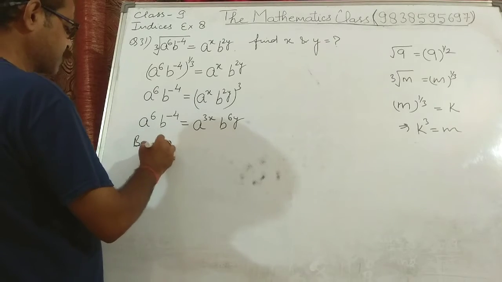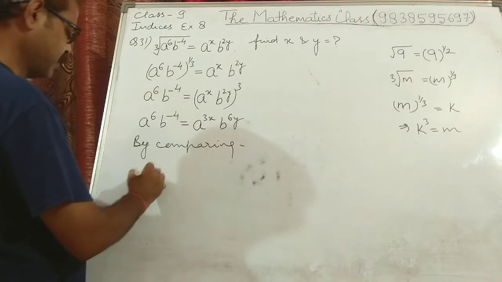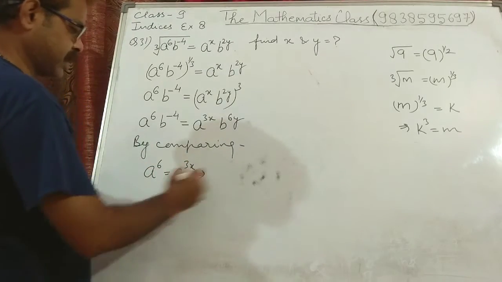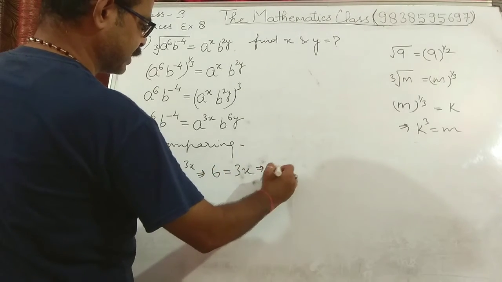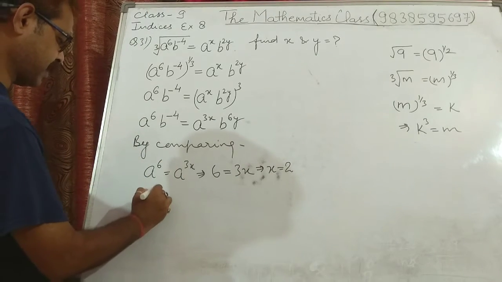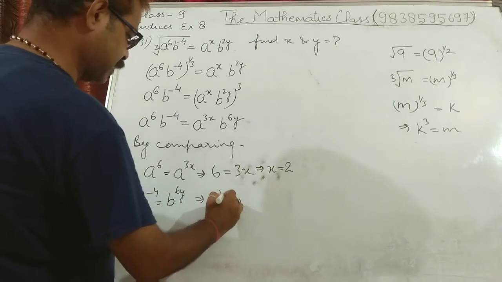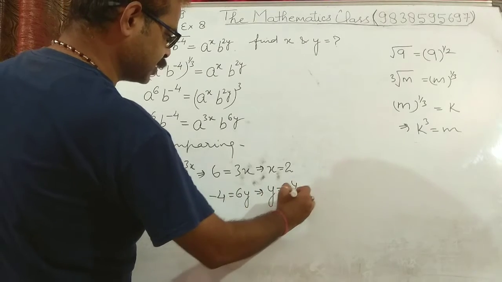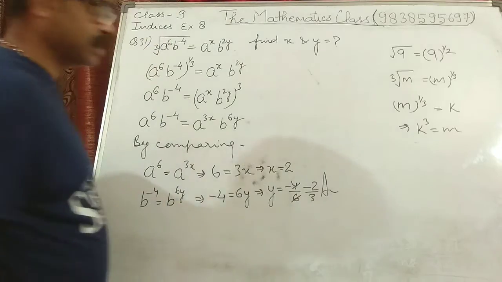Now again we will compare. So by comparing, we will get a to the power 6 is equal to a to the power 3x. Since the bases are equal, powers will be equated. So 6 is equal to 3x, implies that x is equal to 2. Now in the second case, we can say b to the power minus 4 is equal to b to the power 6y. It means that minus 4 is equal to 6y, implies that y is equal to minus 4 upon 6, that is minus 2 upon 3. That is the value.